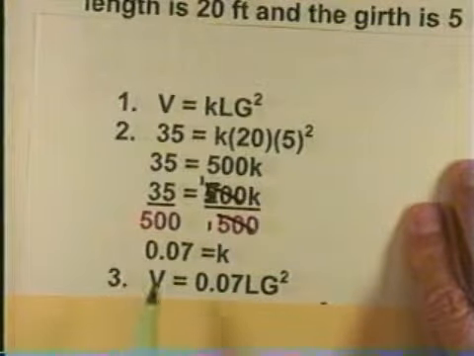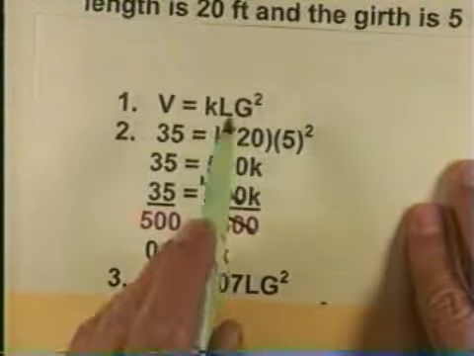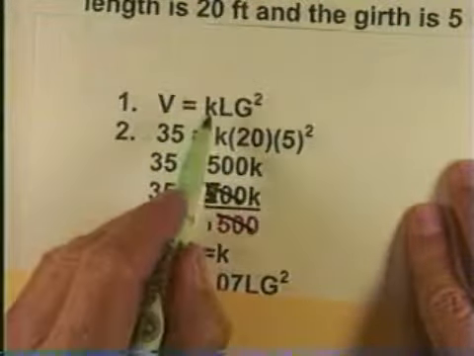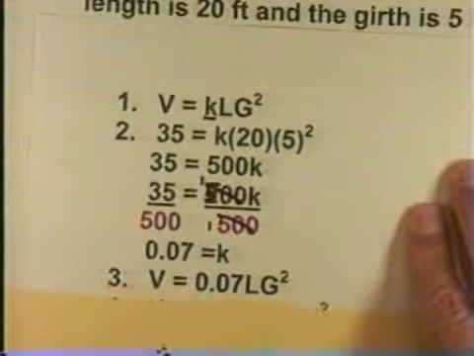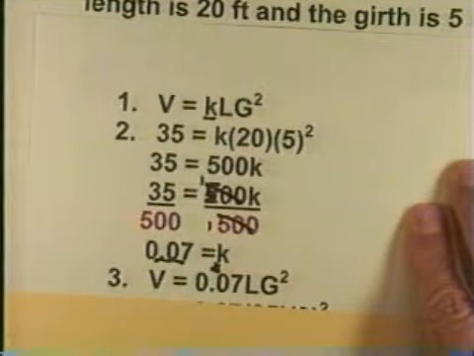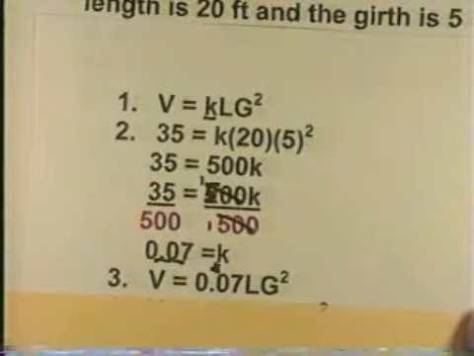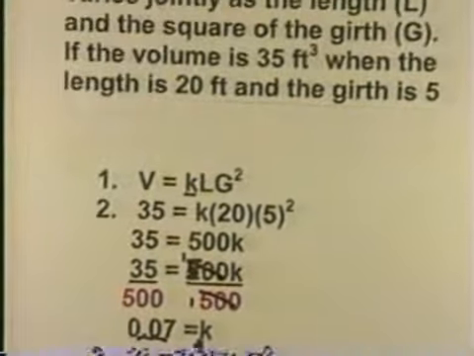So I'll get V is equal to 0.07 LG squared. I'm just replacing the K by the value of K and putting it right there. So V is equal to 0.07 LG squared. Now in step 4, we go to the question.